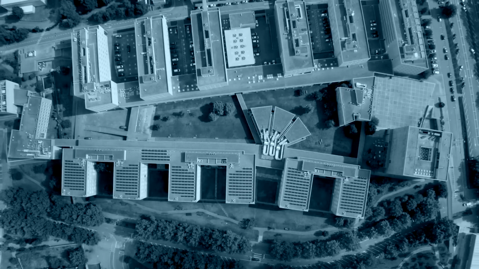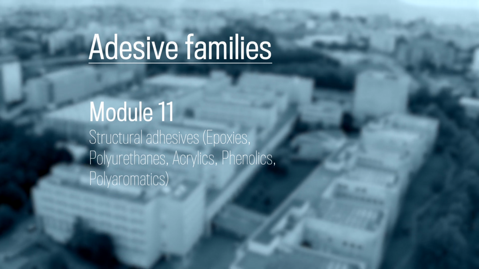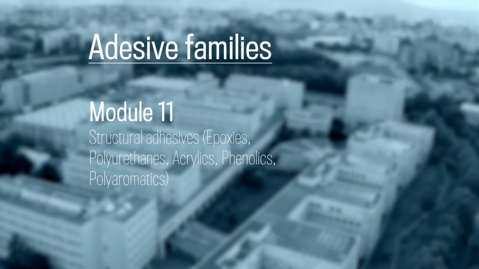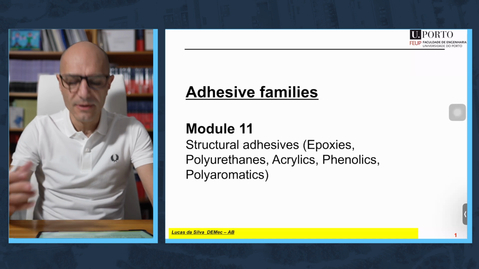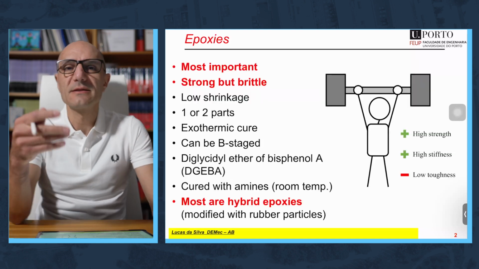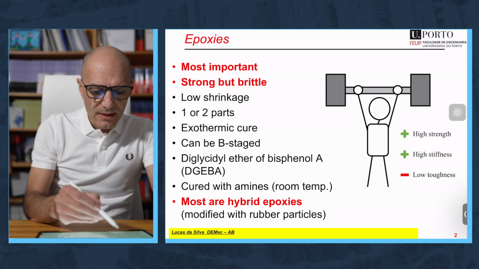In Module 11, we will discuss the main structural adhesives. So let's start now to describe the main structural adhesives. And let's start with the most important one, the epoxies.